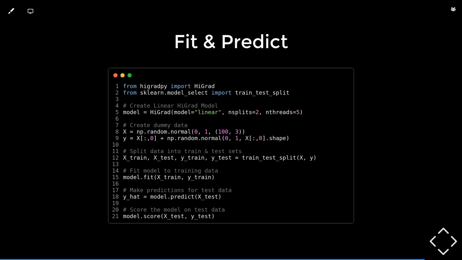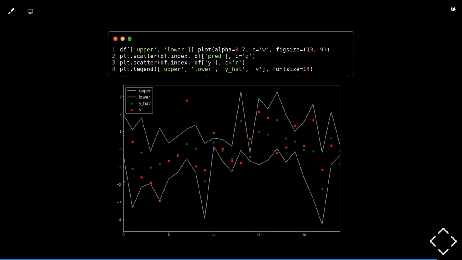And once you have that, in this case I've just created a dummy data set and split it into train and test data sets. You fit, you predict, you can also score it, and it automatically figures out, if it's a linear model, it'll give you, I think, the mean squared error, and if it's a logistic model, it'll give you the accuracy. And when you make the predictions, you'll get your y hat, and you'll get an upper and a lower bound for the confidence interval. And basically that is as promised by the HiGrad algorithm.